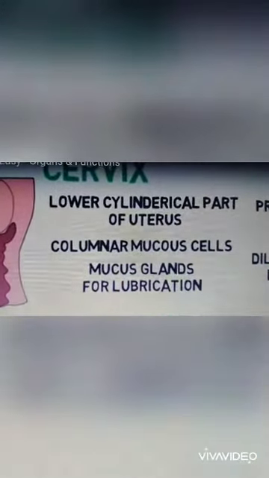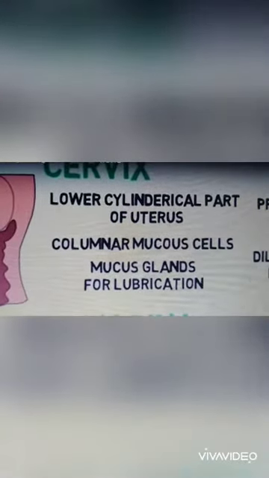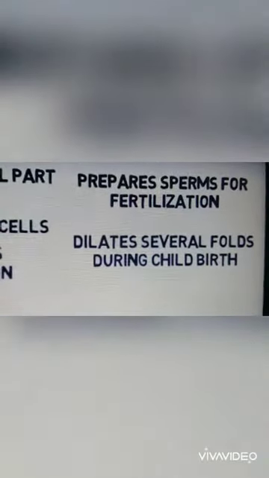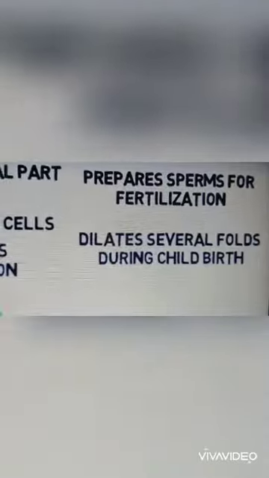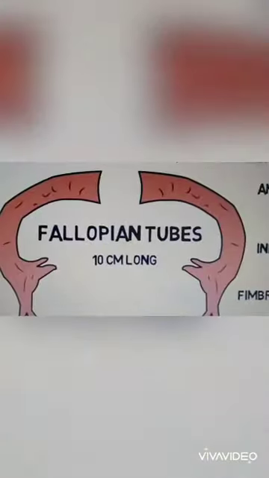Next part is the cervix. The cervix is the lower cylindrical part of the uterus, and it contains columnar mucus cells and mucus glands which are used for lubrication. The main functions of the cervix are: it prepares sperms for the fertilization process, and it dilates several folds during childbirth.